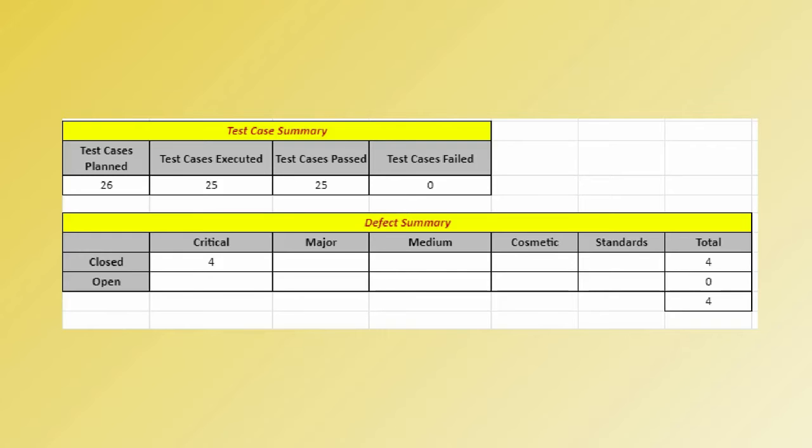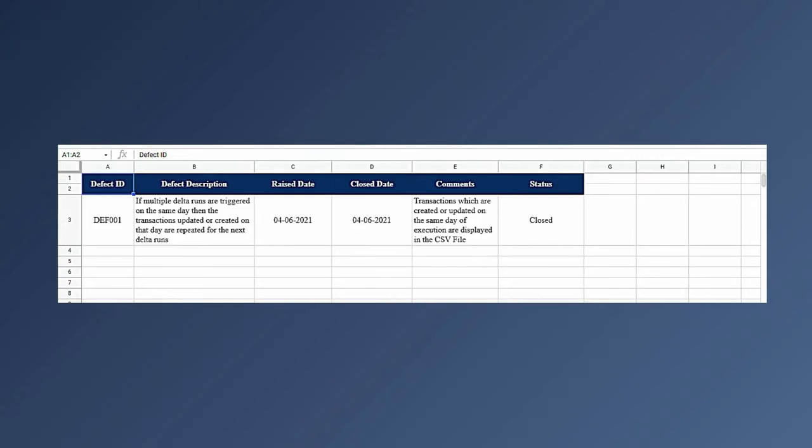If we talk of the defect summary, it gives an idea of the number of closed and open defects, which are grouped based on severity like critical, major, medium, cosmetic, and standards. Now, if we move to the second slide, then we have details of the defects that we log. It has columns like defect ID, defect description, raise date, close date, comments, and status.